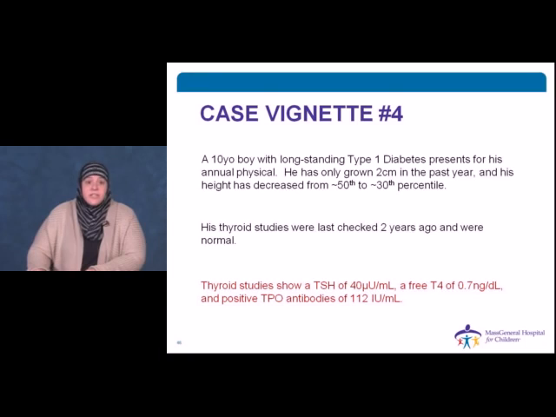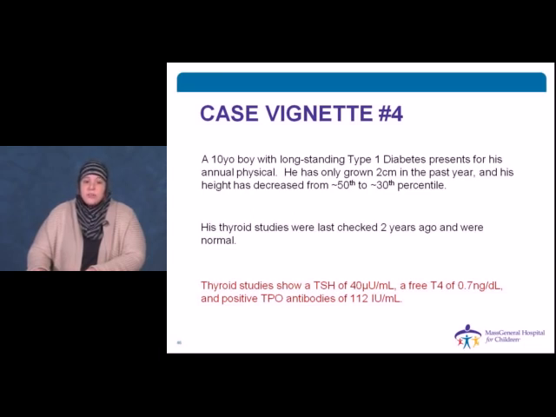So let's look at a case vignette. A 10-year-old boy with long-standing type 1 diabetes presents for his annual physical. He's only grown 2 centimeters in the past year, and his height has decreased from 50th to 30th percentile. His thyroid studies were last checked 2 years ago and were normal. You can probably guess where I'm going here, and of course you'd want to check thyroid studies in this child.